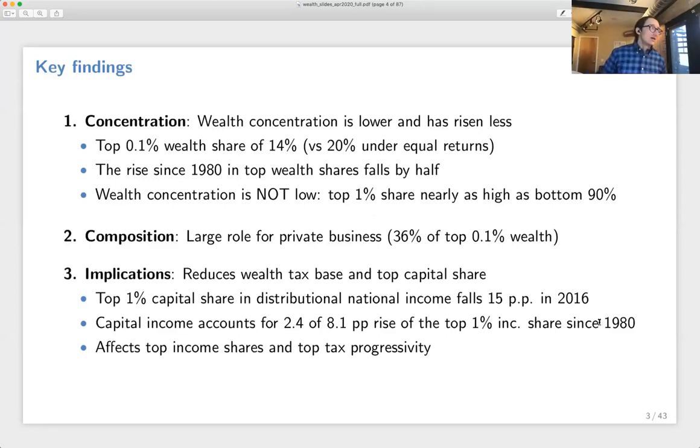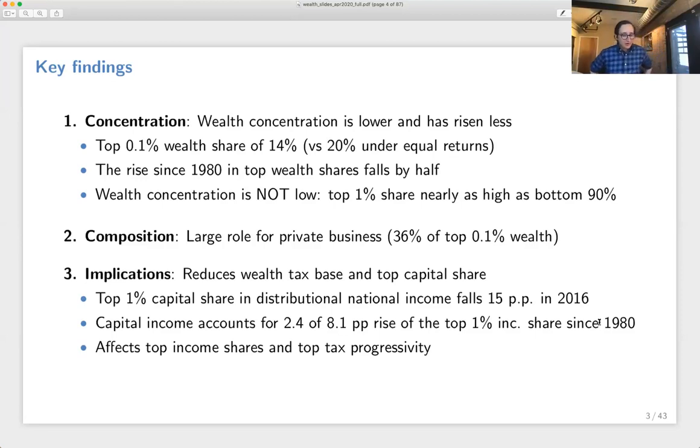First, in terms of concentration, relative to an equal returns approach, we're going to find that wealth concentration is lower and has risen less. So in particular, the top 0.1% wealth share in our preferred series is around 14% versus 20% under an equal returns approach that neglects return heterogeneity. Because we agree more about the level of wealth concentration in the 1980s, the rise since 1980 in top wealth shares falls considerably under our approach, by nearly half relative to the equal returns approach.